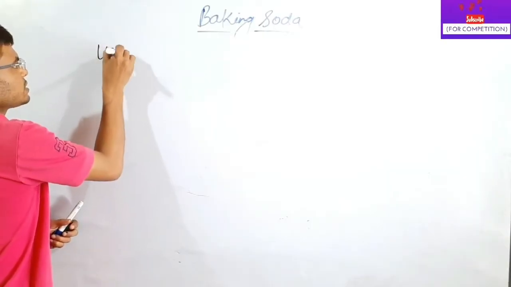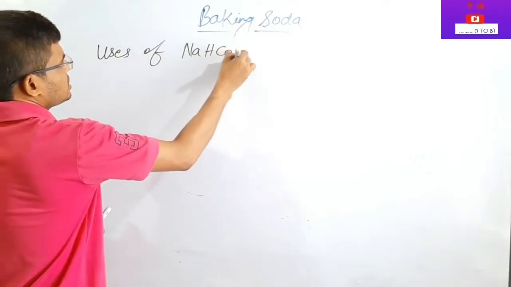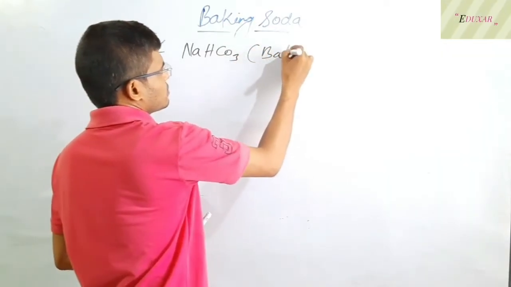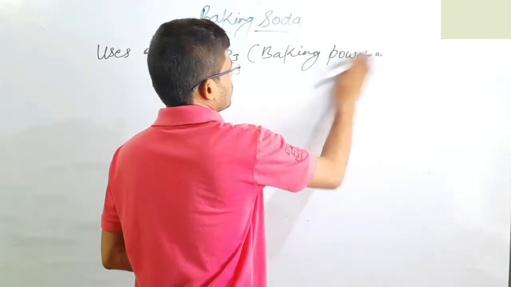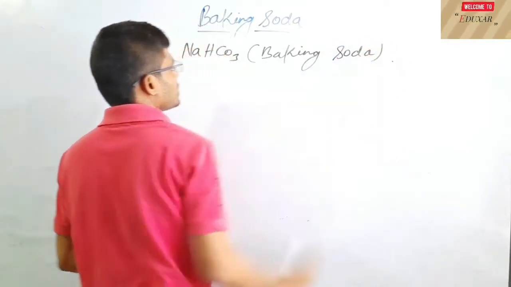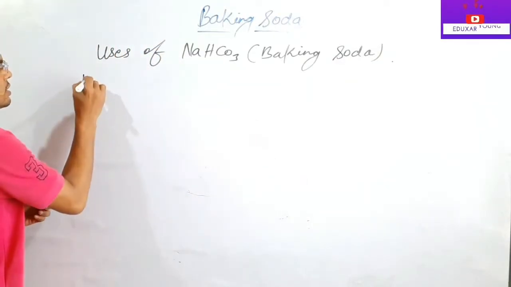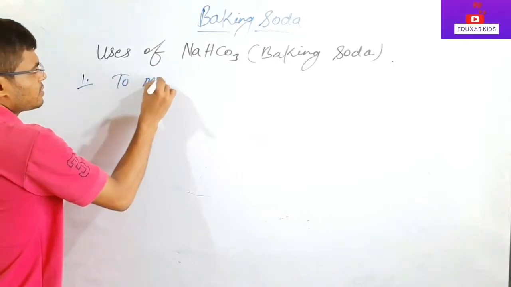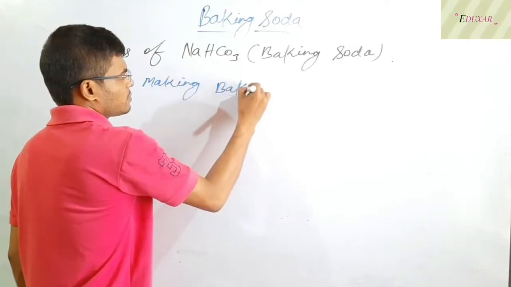And uses of NaHCO3, that is the baking soda. And your first use is making baking powder.